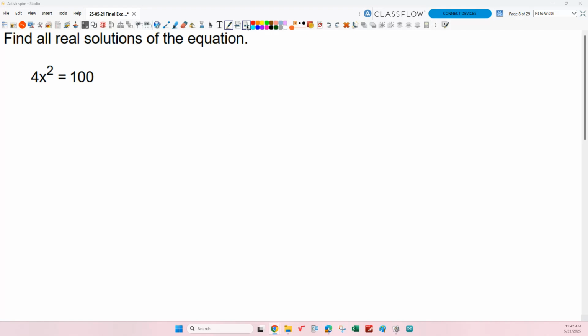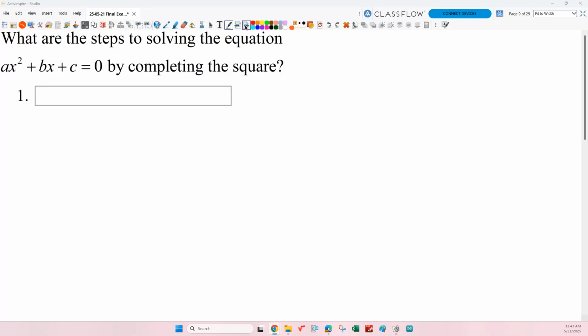Okay, what about this one? Yep, so 100 divided by 4 is 25. So then the square root of 25 is plus or minus 5, yeah. Remember the plus or minus. Okay.